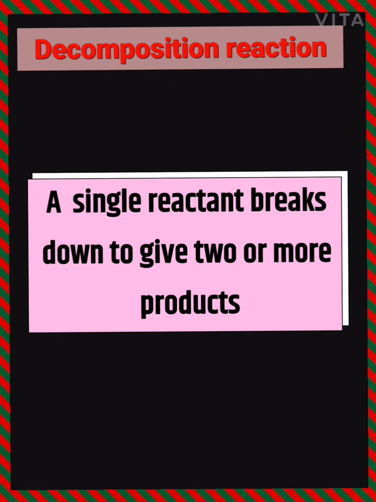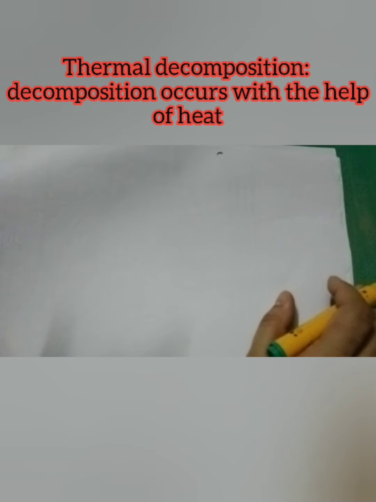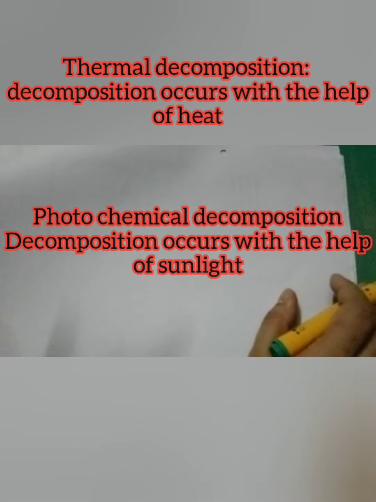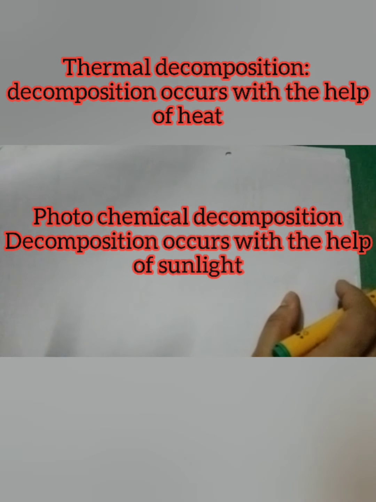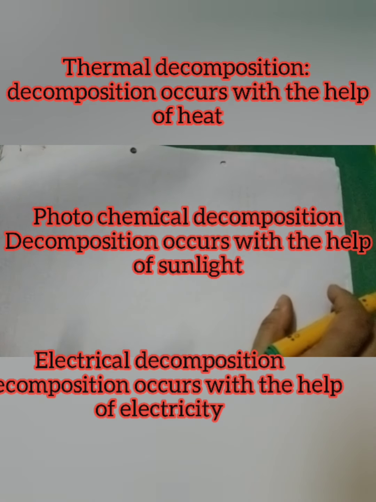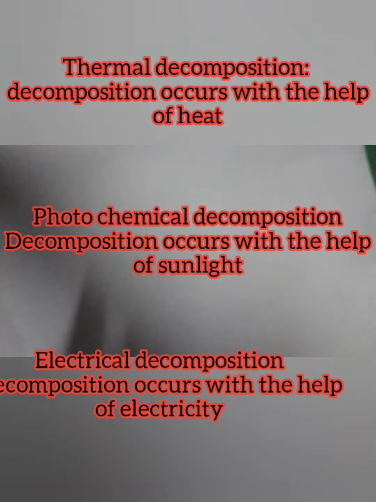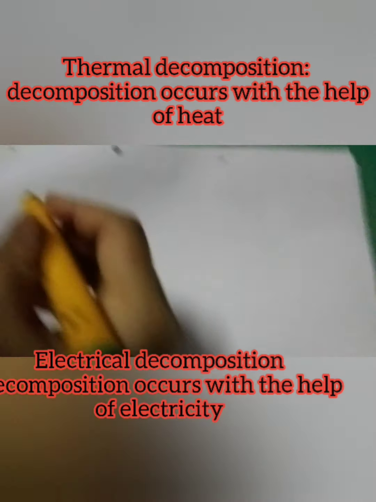Let us see the second type of reaction, decomposition reaction. A single reactant breaks down to give two or more products. Decomposition reactions are of three types: thermal decomposition, which occurs with the help of heat; photochemical decomposition, which occurs with the help of light; and the third one is electrical decomposition, which occurs with the help of electricity. Let us see each one of them. Let us see the first one, thermal decomposition.